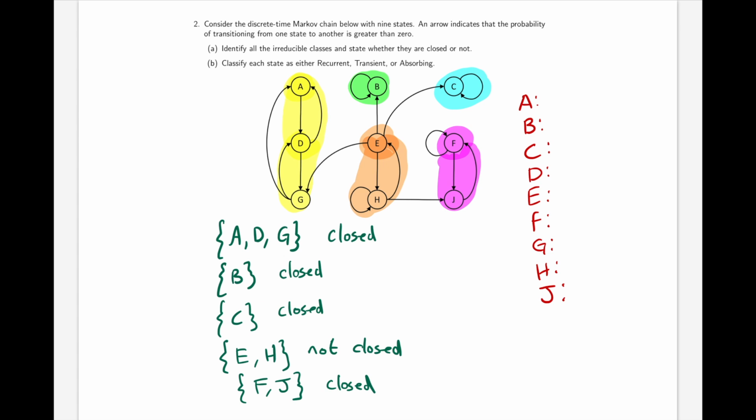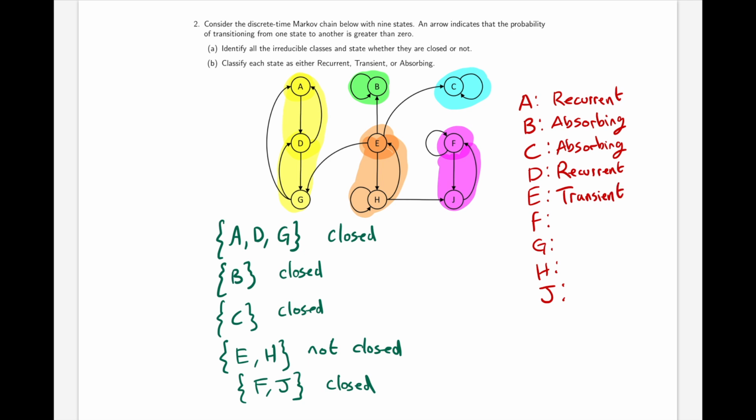State A is in a closed irreducible class with more than one state in it, therefore it is recurrent. State B is in a closed irreducible class with only itself in it, therefore it is absorbing. Similarly with C, D is in the same irreducible class as A, and so is recurrent. E is in an irreducible class which is not closed, and so this is transient.